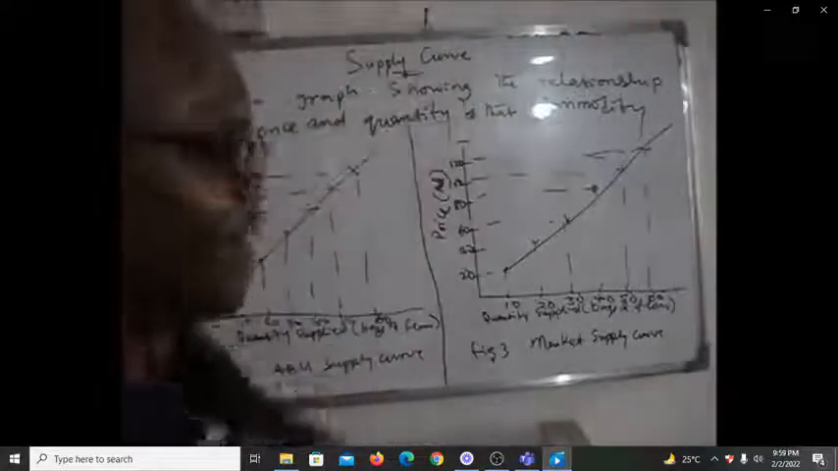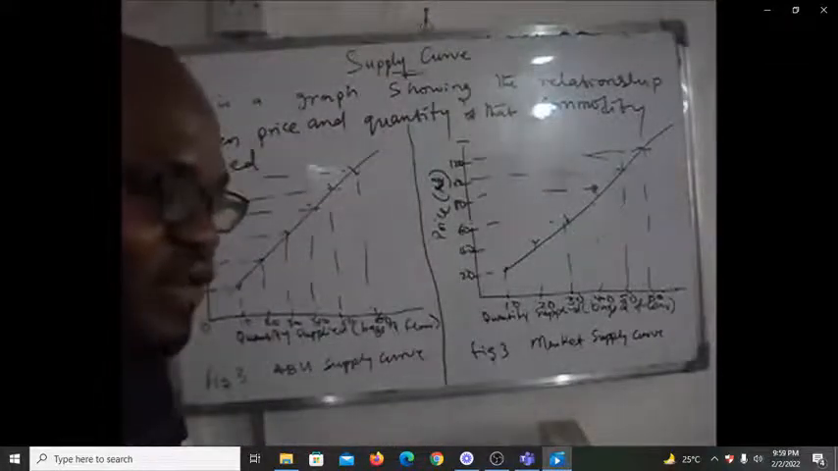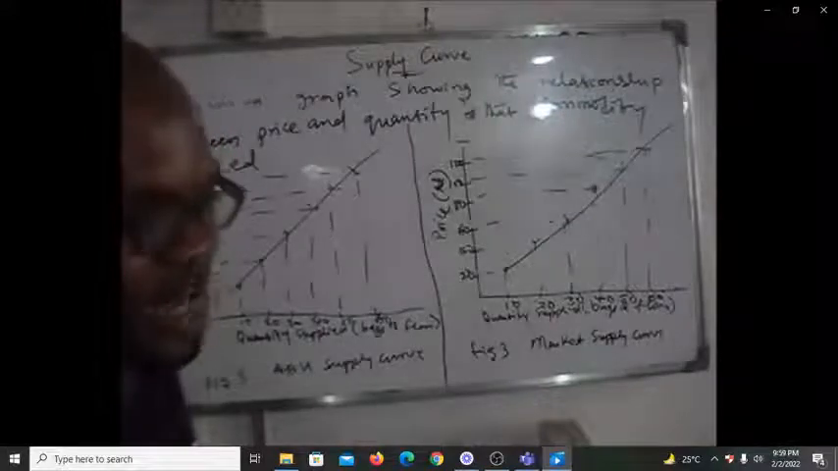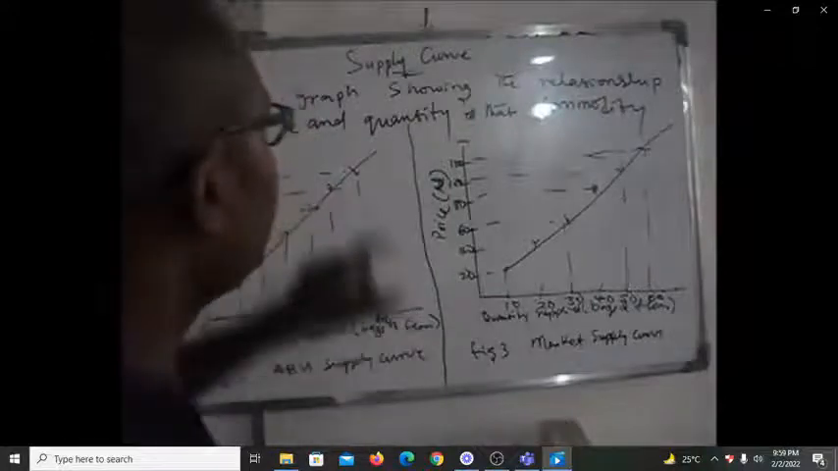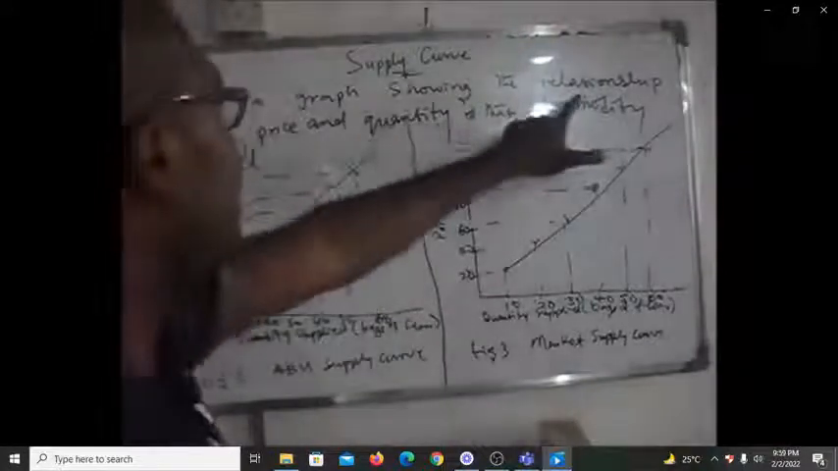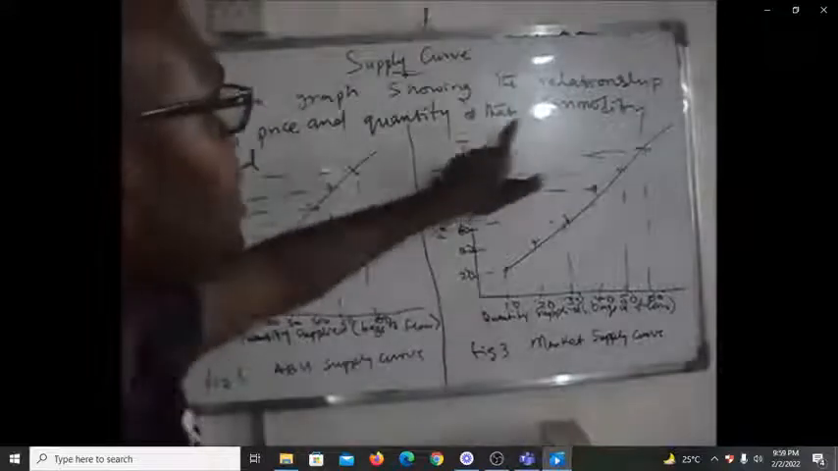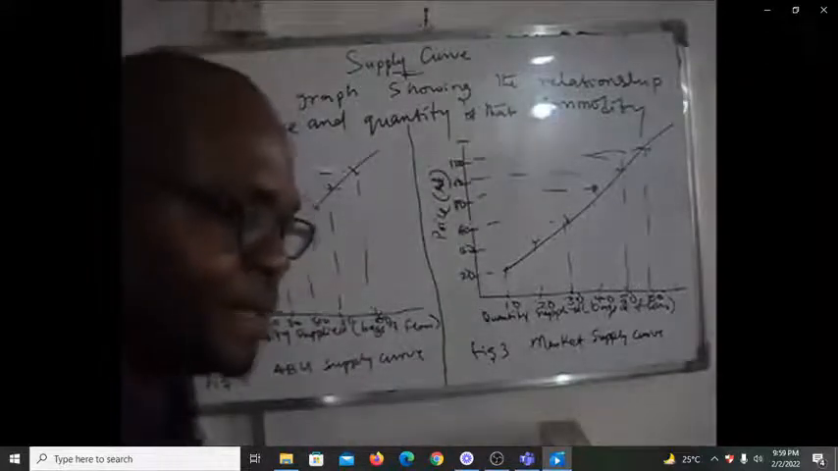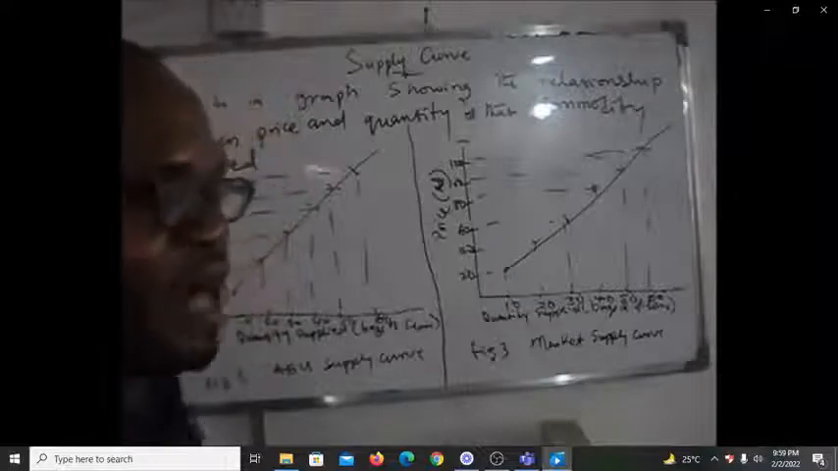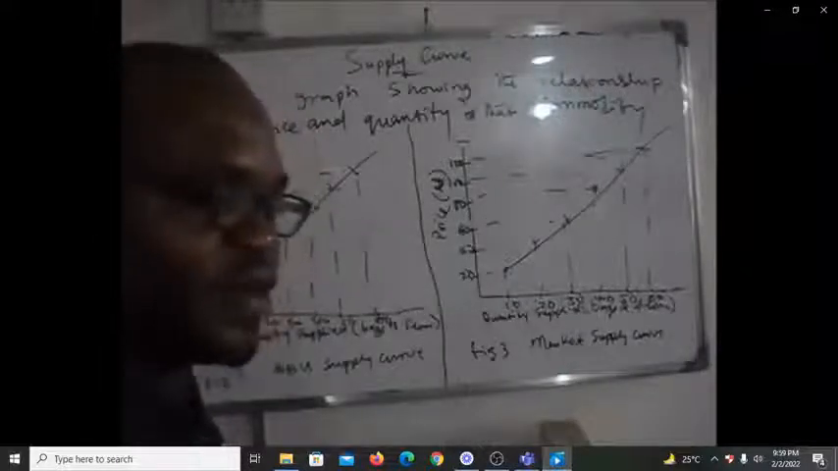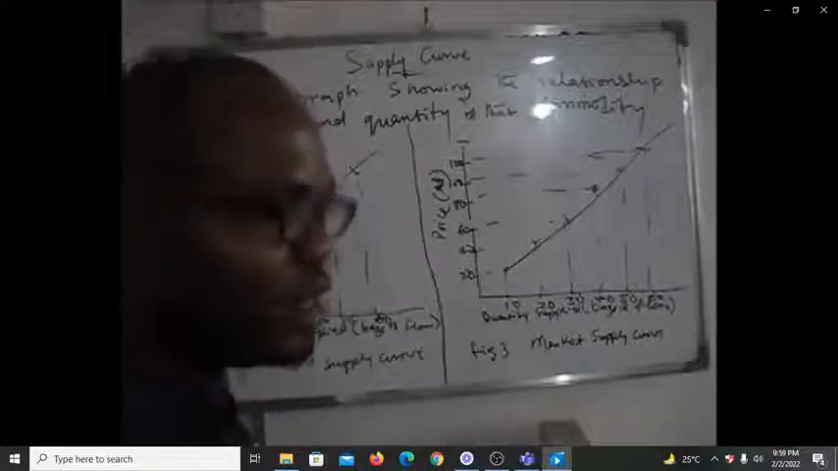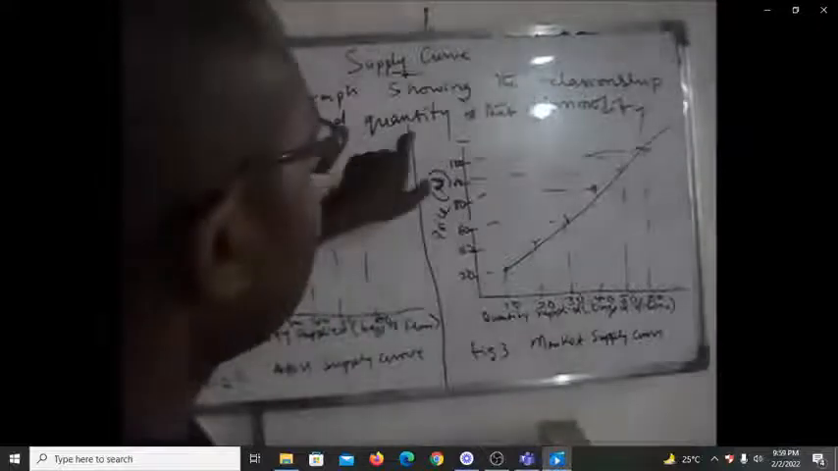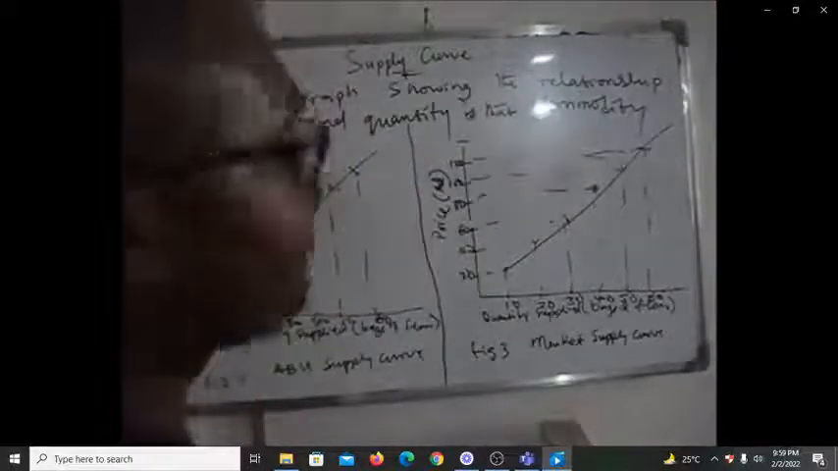Yes, we look at supply curve. Just like we have demand curve, we also have supply curve. I would say that supply curve is a graph. A what? Graph that shows the relationship between price and what? Quantity of a commodity supplied. Is that clear? When we learned about demand curve, we said that demand curve is also a graph that shows the relationship between the quantity demanded and what? Price. But this time around, we're talking about quantity supplied and what? Price. That is what supply curve is all about.